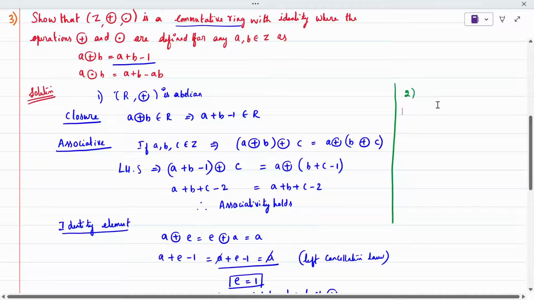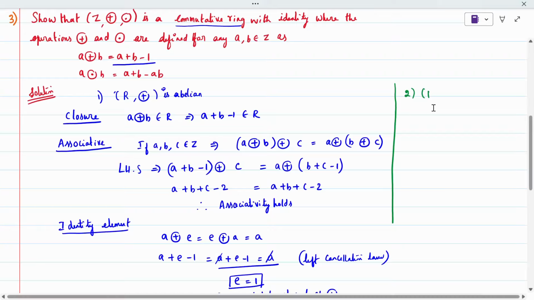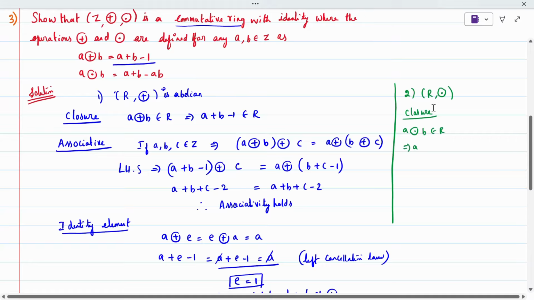identity. So first I have to prove the closure property. Now for R with the dot operation, when I prove it, closure property everyone knows it's satisfied. So it's nothing but A dot operation B, where A and B belong to R. Then the corresponding element as per the definition also belongs to R. Closure property satisfied.